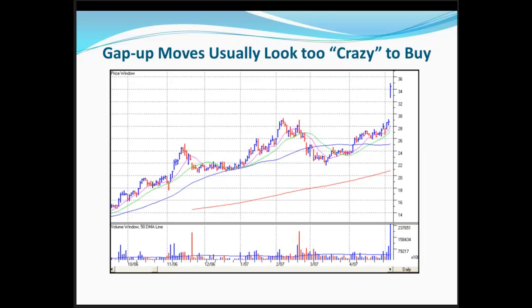So let's get started. Gap up moves usually look way too crazy to buy, and I think what drives most people away from this is the fact that you see this big move, and for the most part it looks like you've missed it. You know, you should have been in the stock earlier, now it's had its move, and you've missed it. So most people, when you show them this chart, will look at it and go, that's just too crazy to buy, I'm not going to buy that.